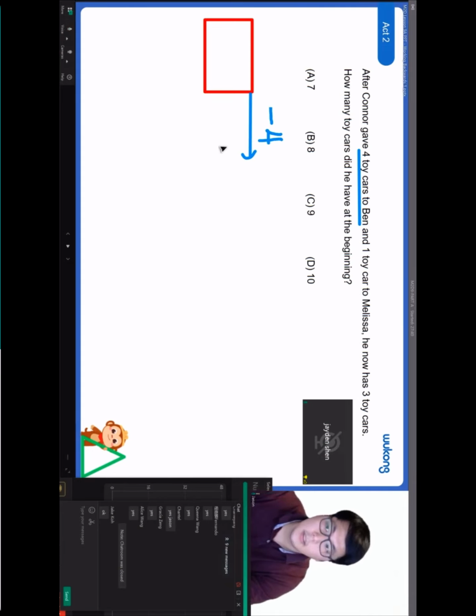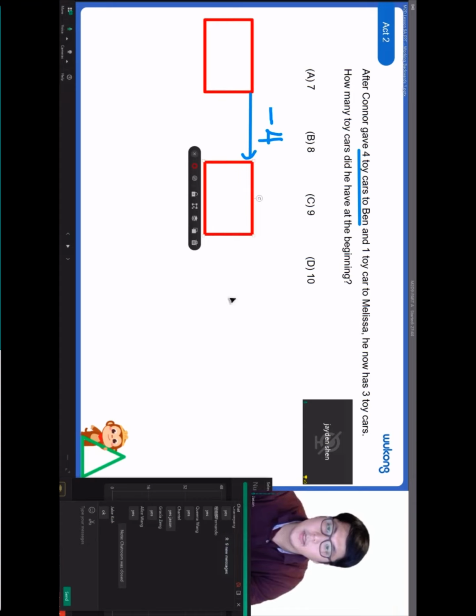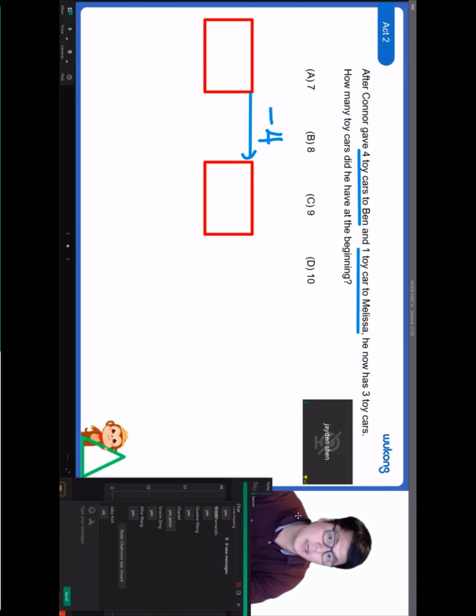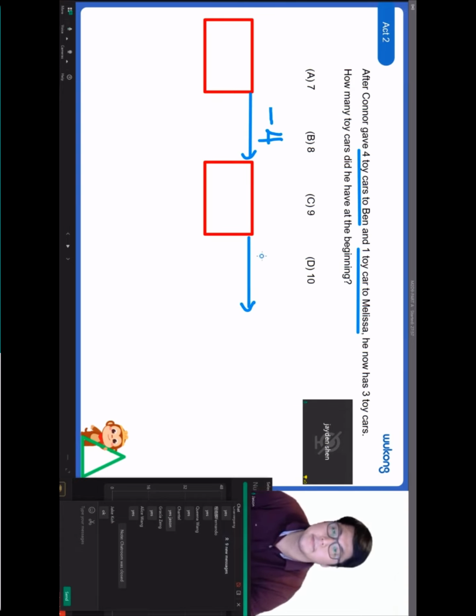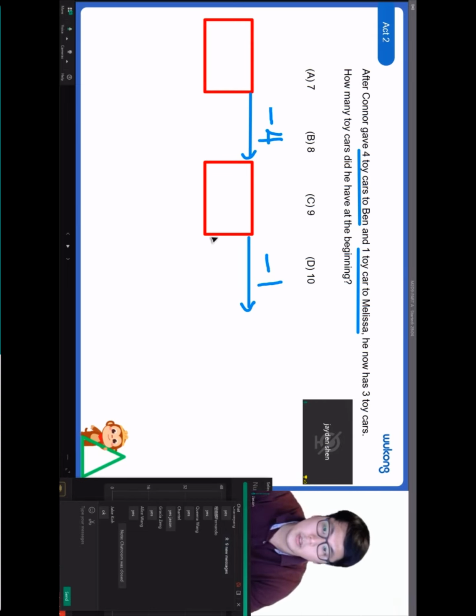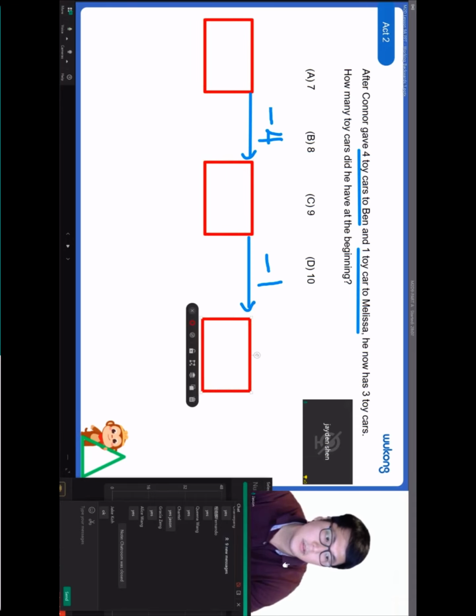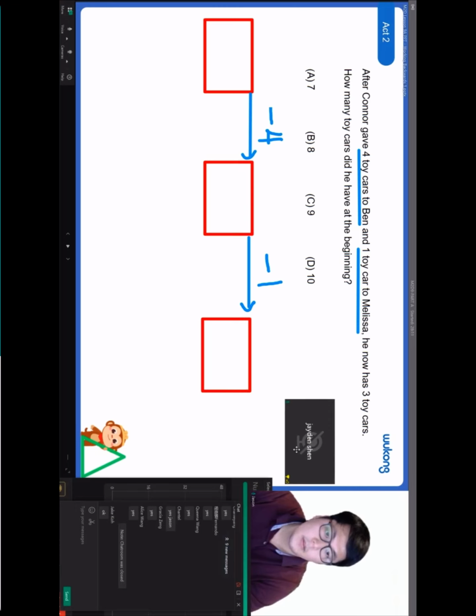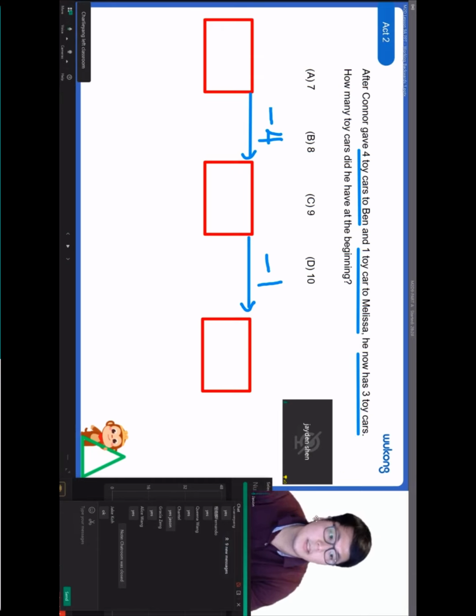So we still don't know how many toy cars he has right now. So let's have a look at the next step. Well, he also gave 1 toy car to Melissa. Okay, so if Connor gave 1 toy car, do we add or subtract? Subtract 1 toy. Very good. And then, do we know how many toy cars he has right now? Yes. How many toy cars? 3 toy cars. Very good. Yes, he now has 3 toy cars. So you're right, 3 in the box over here.